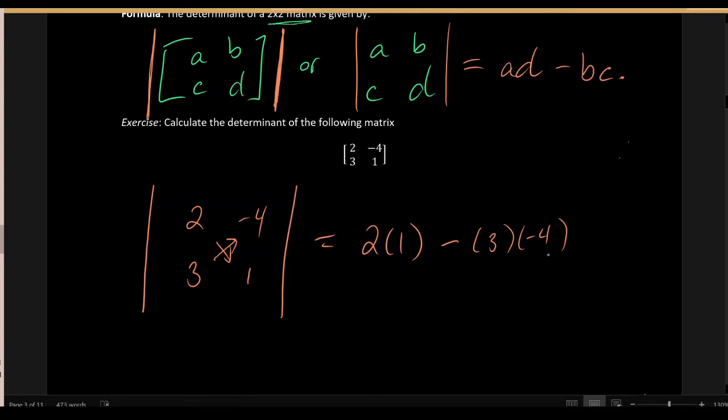Sometimes you'll see me, as a mnemonic, write this little X symbol in between, 2 times 1, and then 3 times negative 4. So that number is equal to 2 plus 12, result 14, the determinant of this matrix.